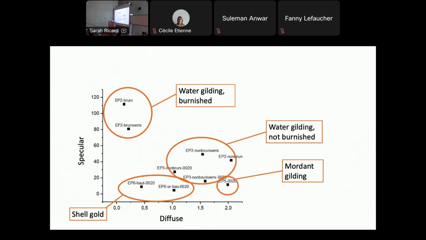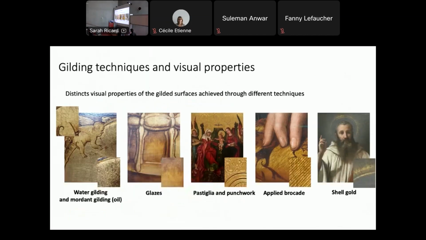precise assertion of what techniques may have been used in each painting, because, of course, these technical properties are very much associated with the different techniques, and so we have this array of techniques that produce different effects, and this also allows us to better understand the way that these paintings were gilded.